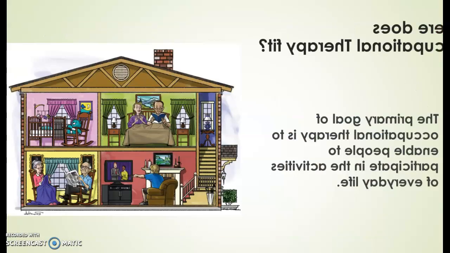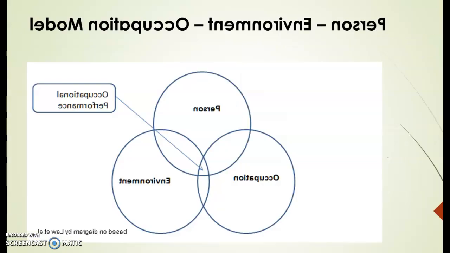So where does occupational therapy fit? The primary goal of OT is to enable people to participate in activities in everyday life. So we come across people when they're experiencing something in their lives, a life event that's happened that's affected their independence, they'll be feeling vulnerable, and it's down to us to try and get them back into the activities of life that make them happy and that are meaningful to them.